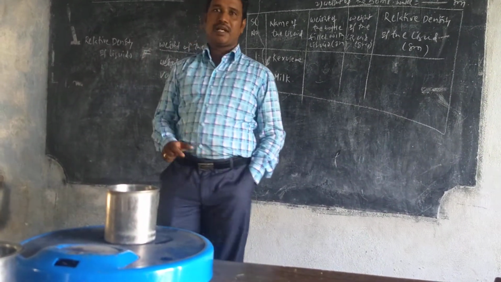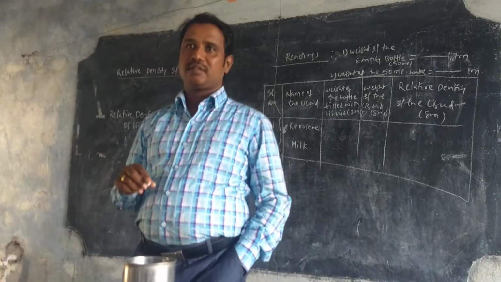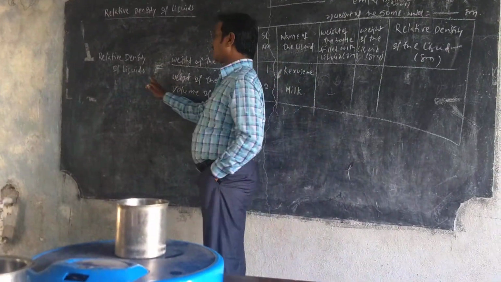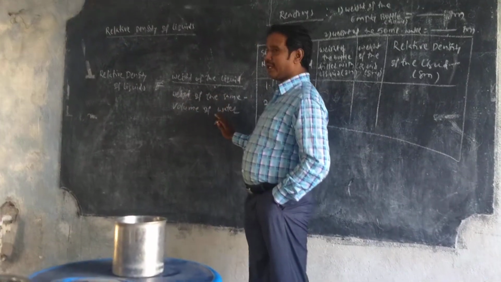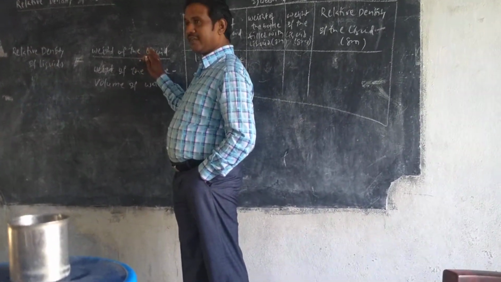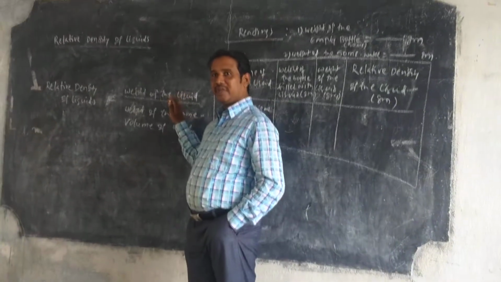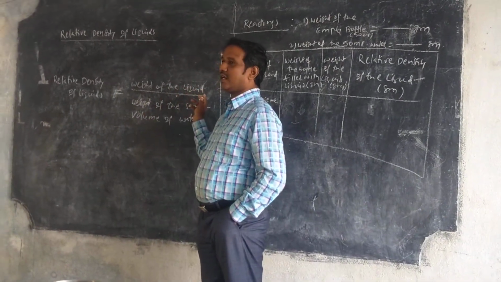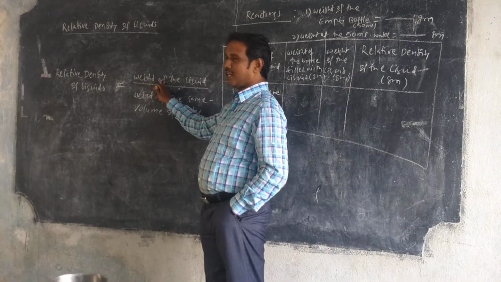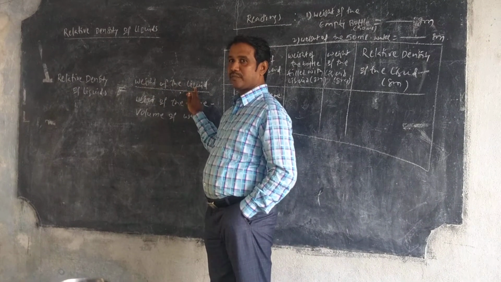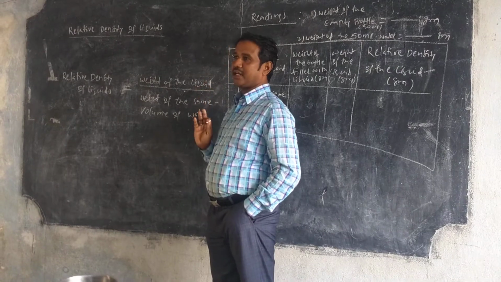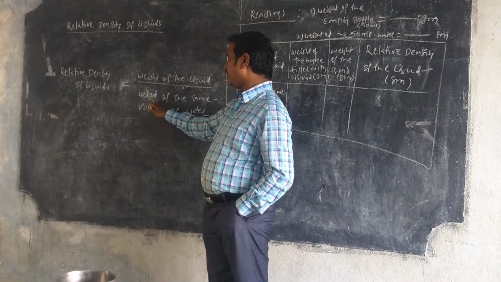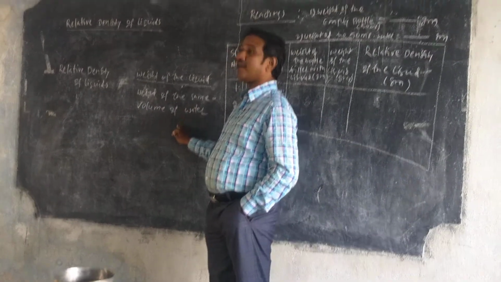So how can you calculate the relative density of liquids? Simply we use the formula. The relative density of a liquid can be calculated by the weight of the given liquid, which may be milk, oil, kerosene or anything. This numerator part is the weight of the given liquid, and the denominator part is the weight of the same volume of water.